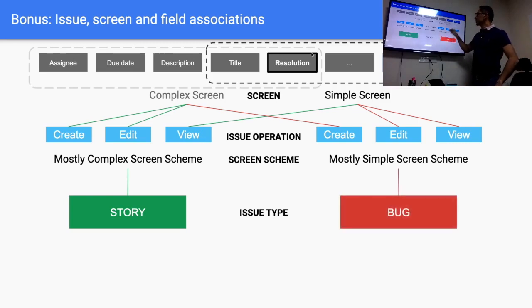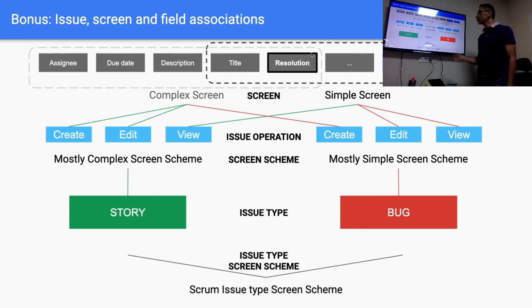So you could have a bug which is mostly simple screen scheme where every time you create a bug, you get a complex screen. Every time you edit a bug, you get a simple screen. Every time you view a bug, you get a simple screen. In a story, every time you create a story, you get a complex screen. Edit a story, you get a complex screen. Every time you view a story, you get a simple screen. And this is what's called an issue type screen scheme.